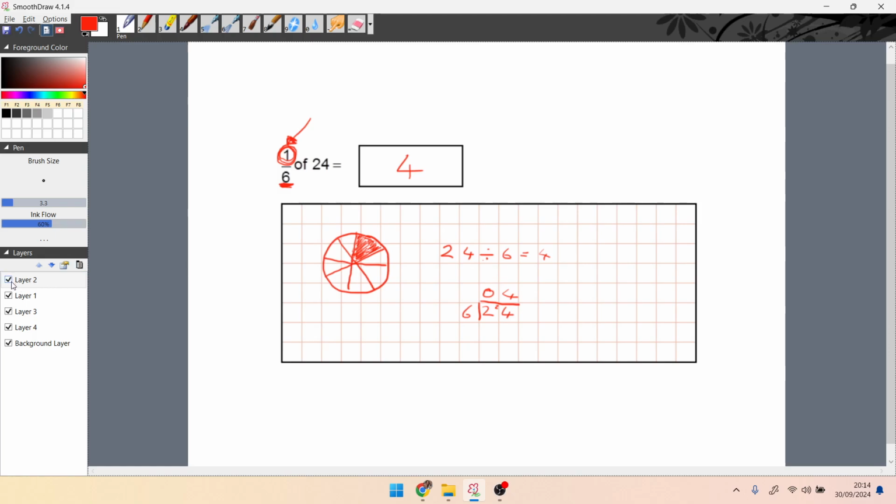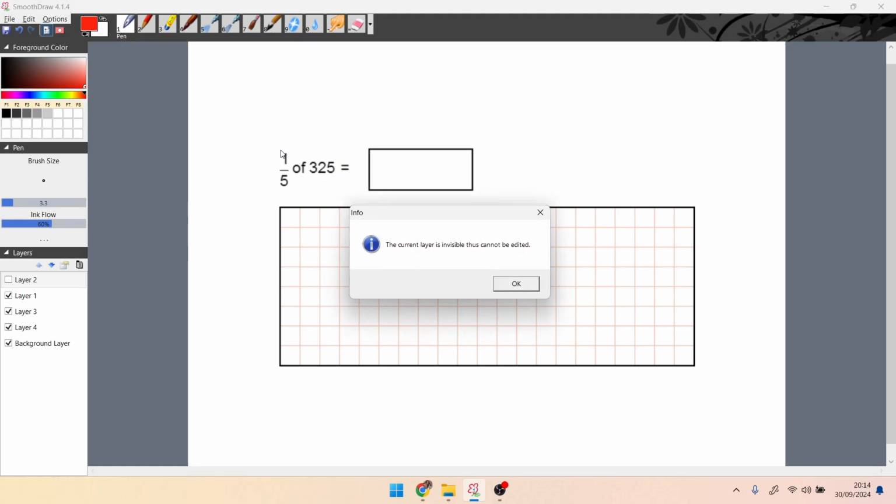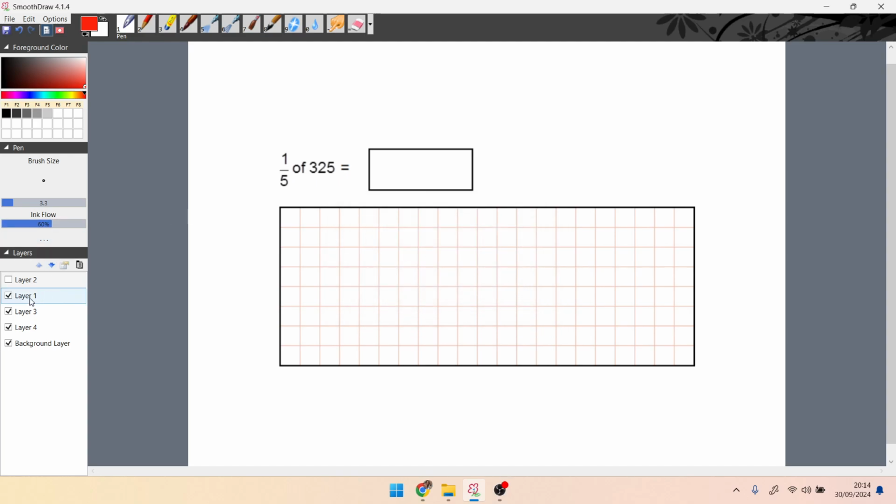Let's have a look at another example. 1/5 of 325. This is another example of a unit fraction, 1 being the numerator. So all we need to do is split this number, divide this number, 325, into 5 equal parts. And the way we do that is quite simple. We just go ahead and chuck together a quick bus stop. You'll have to excuse the neatness of this. It's not the easiest thing in the world drawing on a tablet.